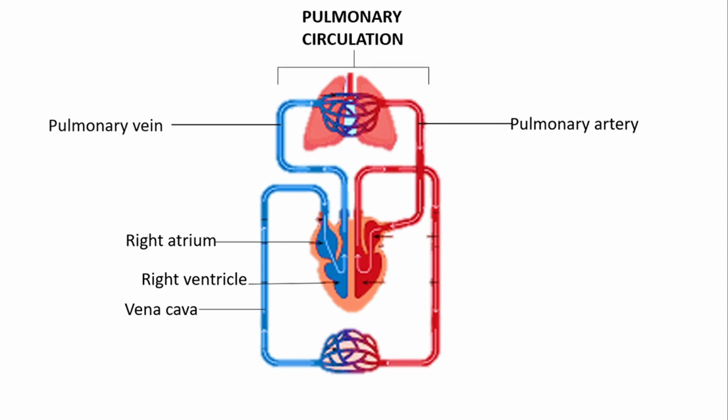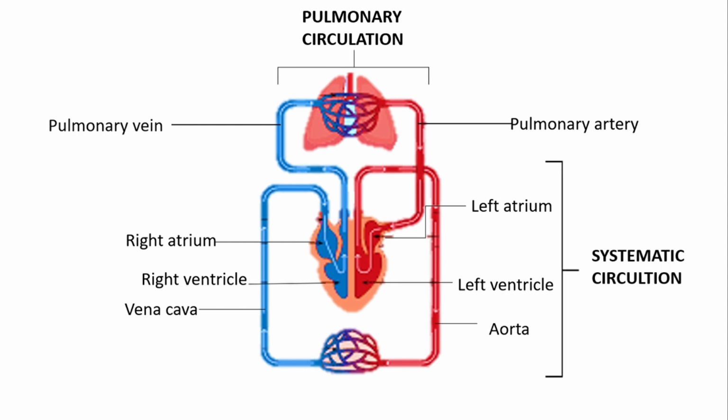After this, the oxygenated blood is carried to the left atrium and then to the left ventricle. The blood is then carried towards different parts of the body by the aorta. The aorta is further divided into different arteries, and we have studied it earlier. This forms the systemic circulation. I hope you understood the basic construction and functioning of the human circulatory system.